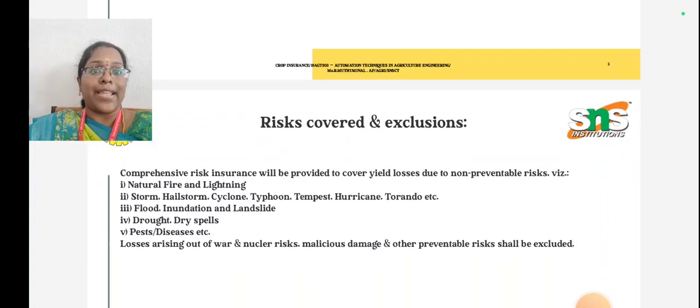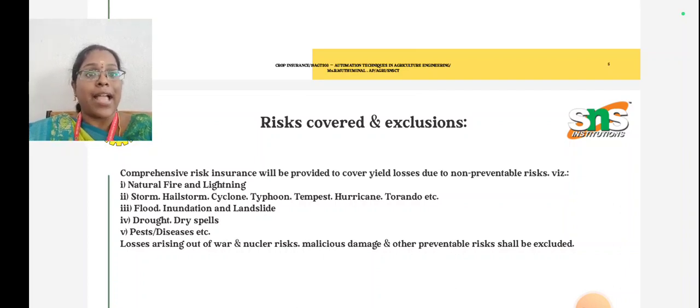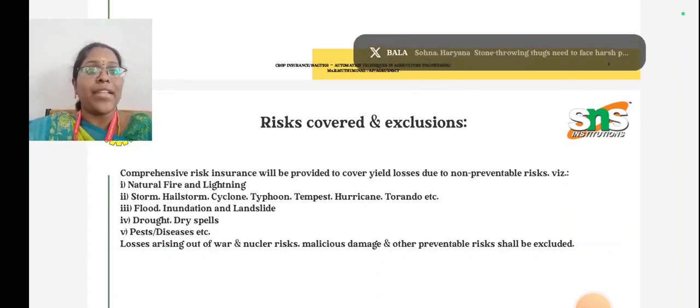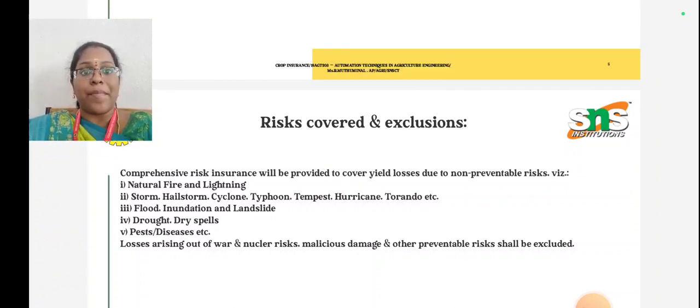The risks covered and exclusions. The comprehensive risk insurance covers natural calamities like fire and lightning, storm, hailstone, cyclone, typhoon, tempest, hurricane, tornado, flood, inundation and landslide, droughts and dry spells. It also includes pests and diseases. These five are the major losses incurred while cultivating, and they cause a major financial loss for the agriculturist. So this scheme covers the major losses that happen under these five categories.